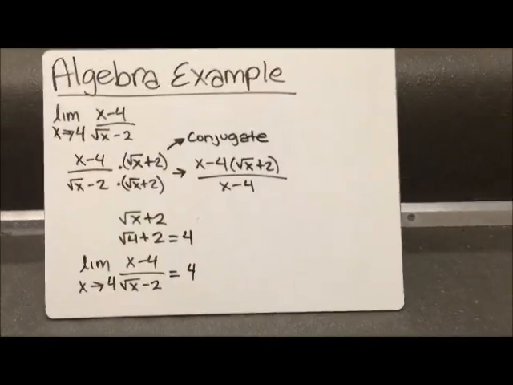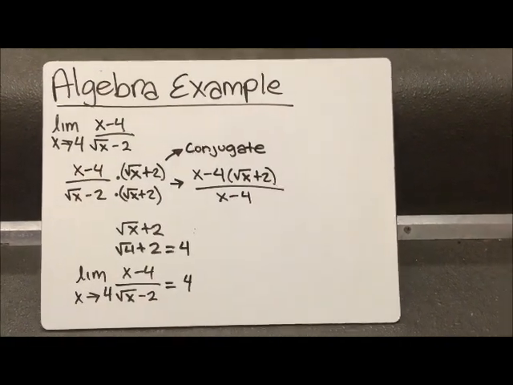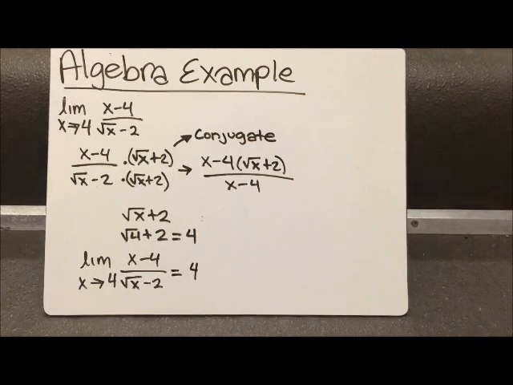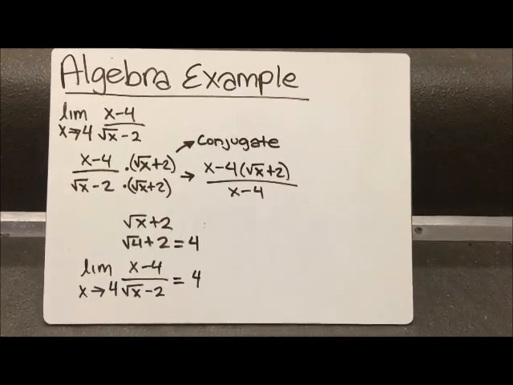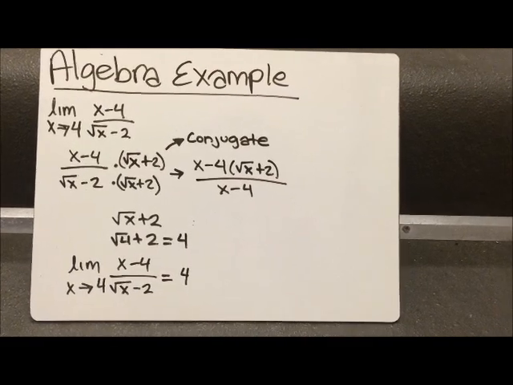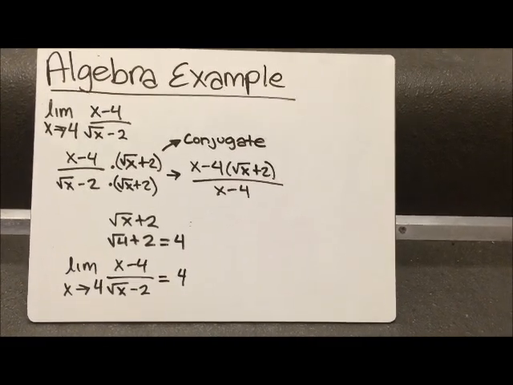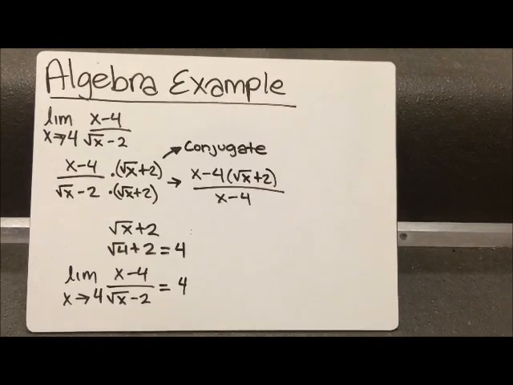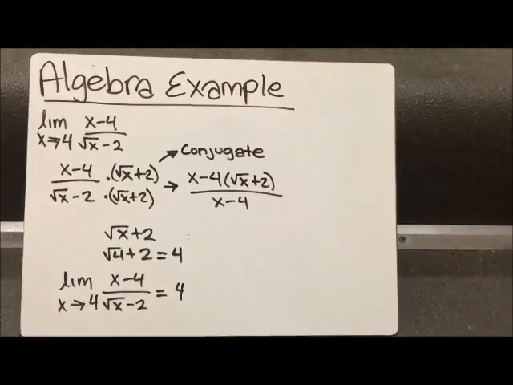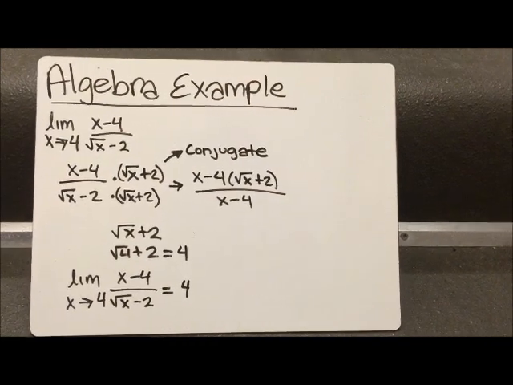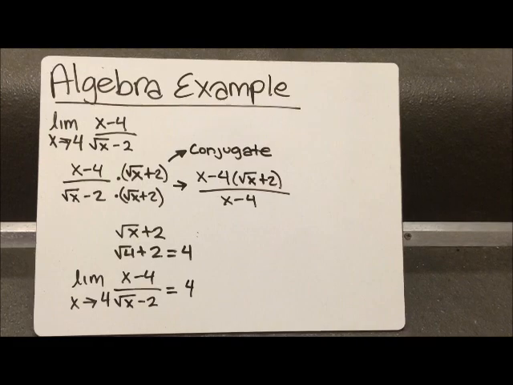And one more example. This problem, the limit as x approaches 4 of x minus 4 over the square root of x minus 2. For this problem, you need to use the conjugate, so you need to multiply the numerator and the denominator by the square root of x plus 2. When you do the math, you get x minus 4 times the square root of x plus 2 over x minus 4. Then from there, you can plug 4 in for x in the square root of x plus 2, and you'll get 4. So the limit of that entire problem as x approaches 4 is 4.